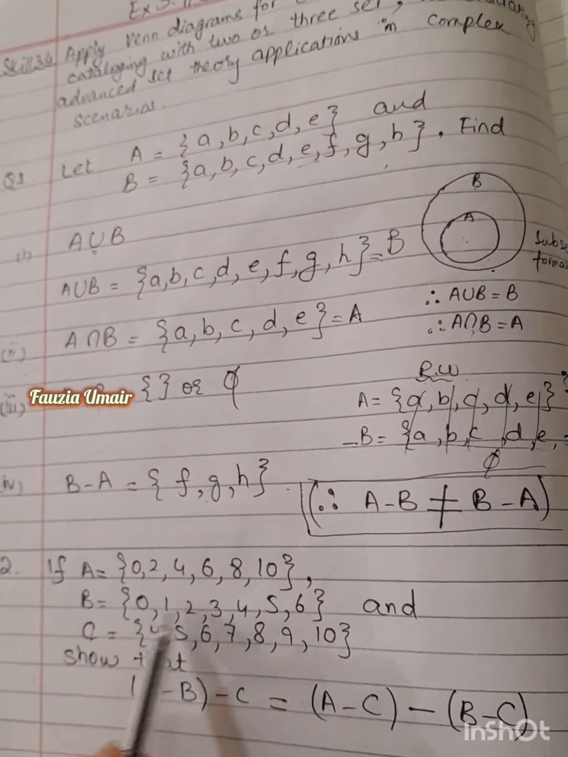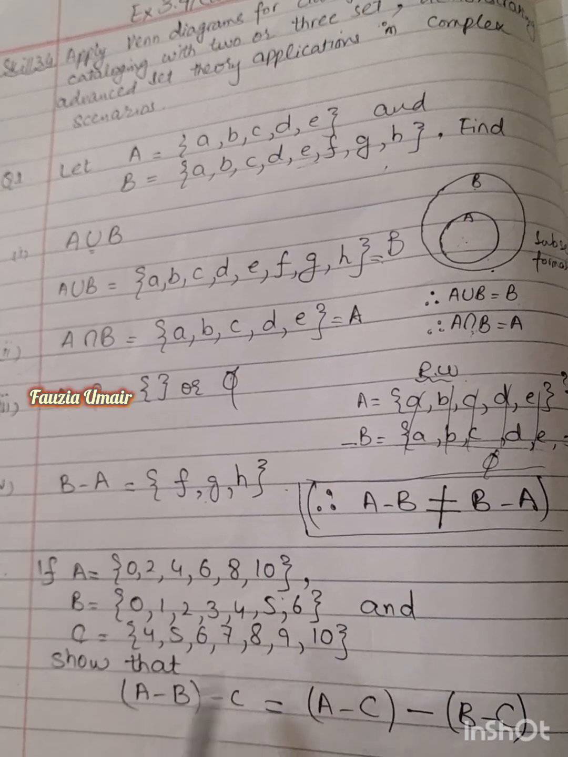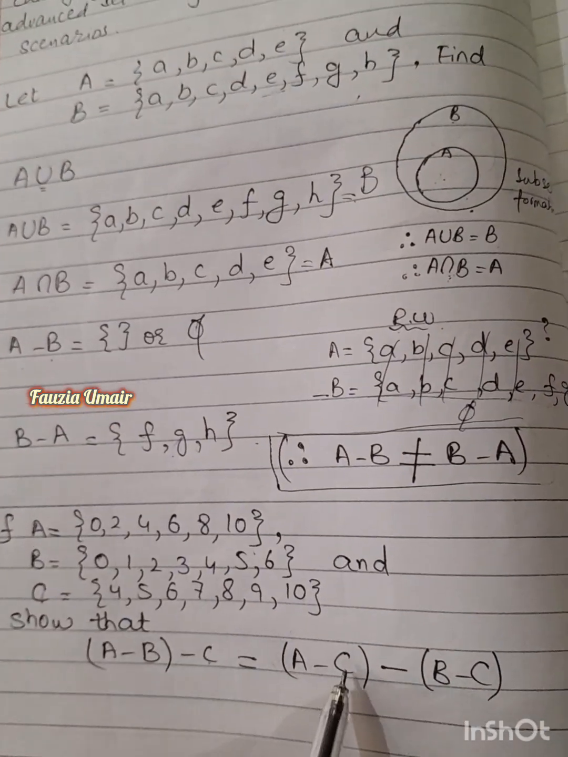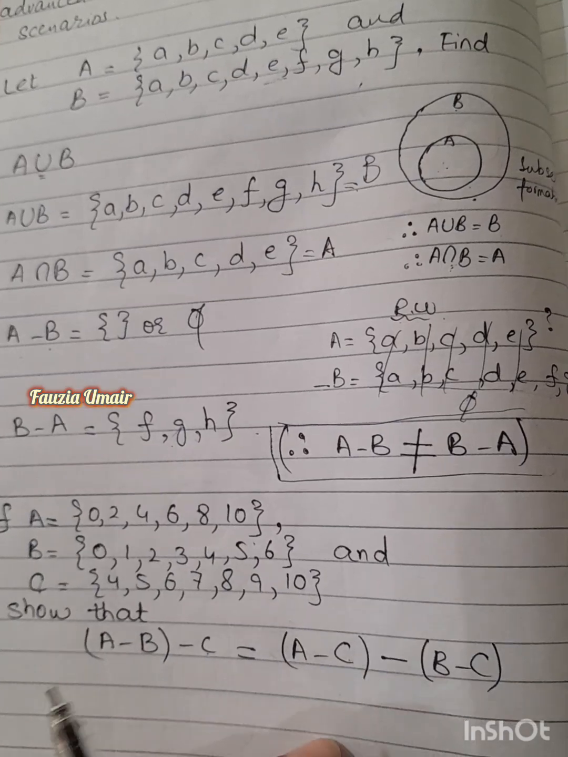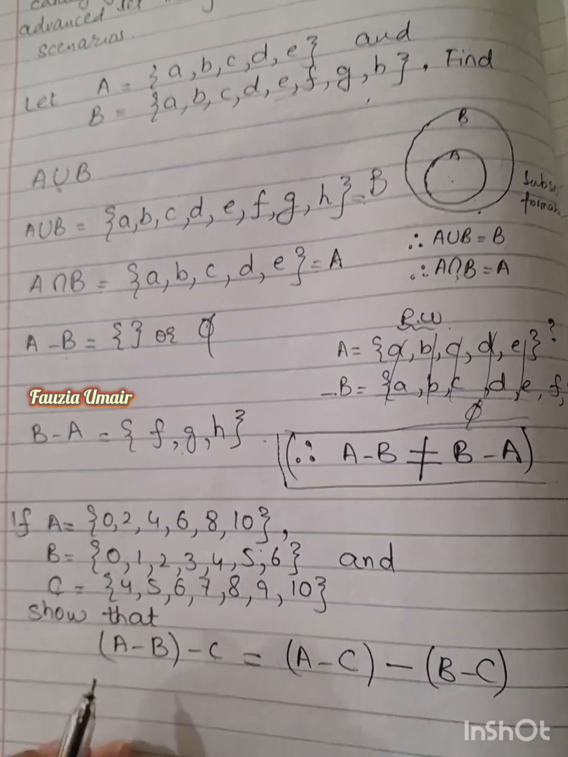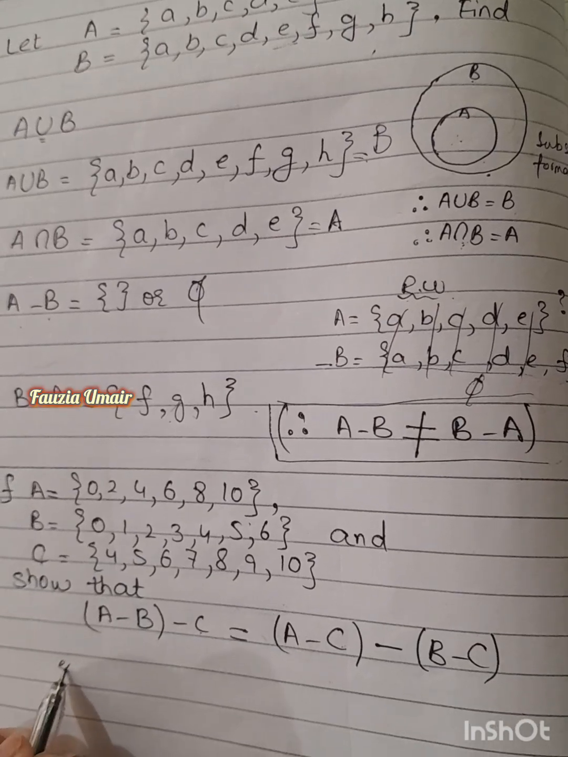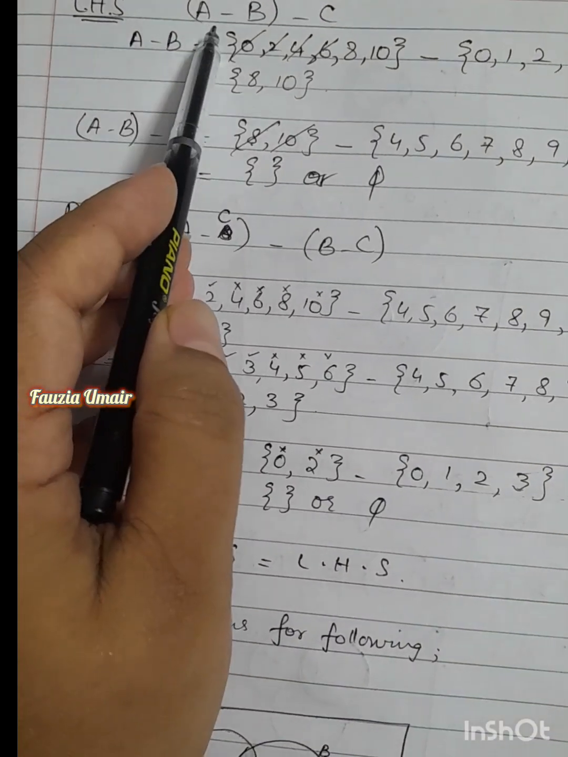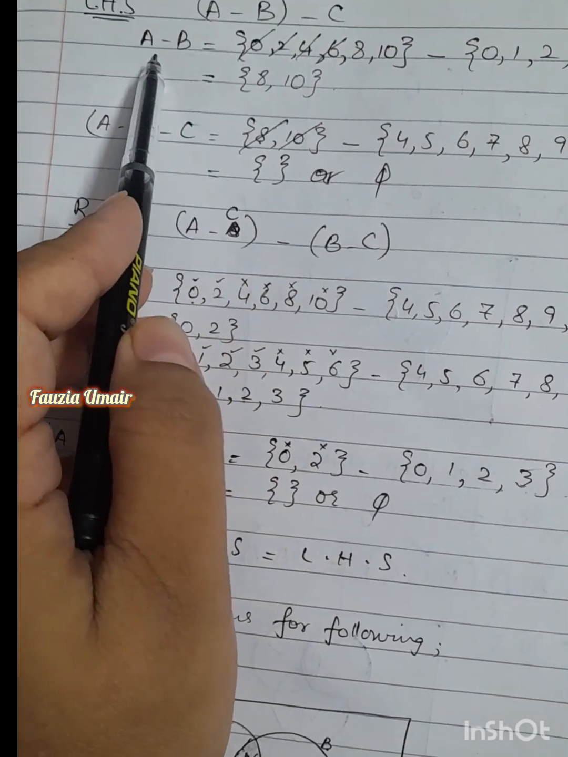A, B and C, all three sets are given, it is in front of you. We need to prove A minus (B union C) equals (A minus B) minus C. If you look closely, this is basically the distributive property, where expansion is there. So let's solve the left hand side first. A minus B minus C.